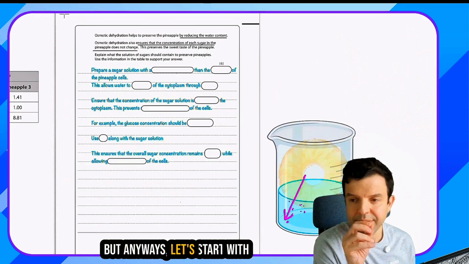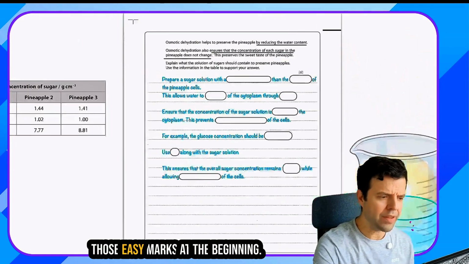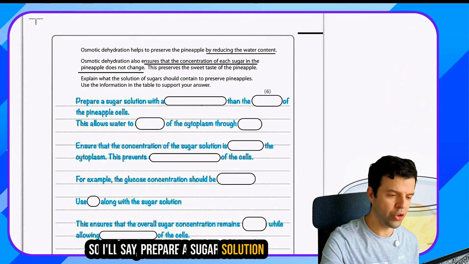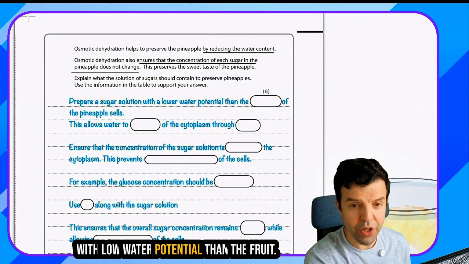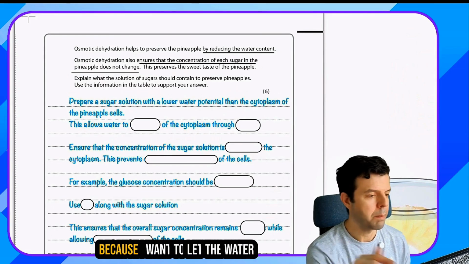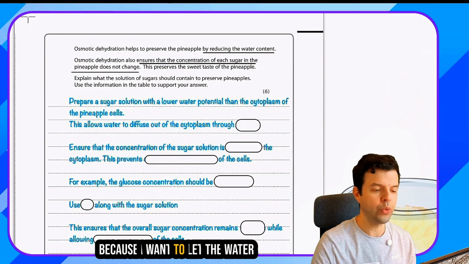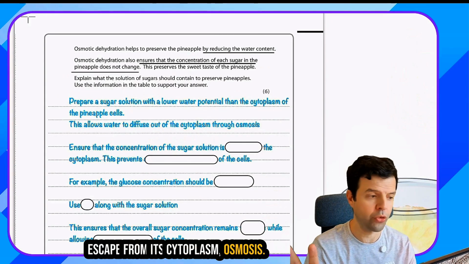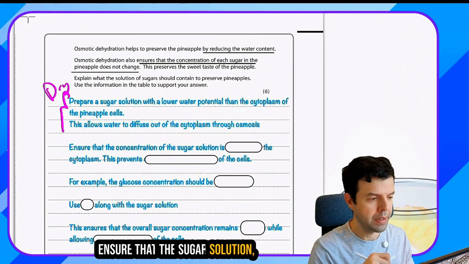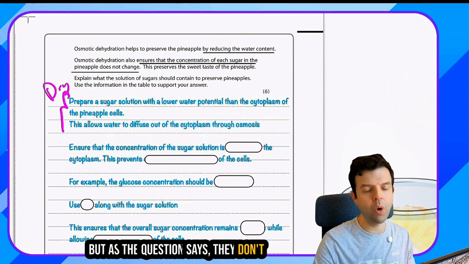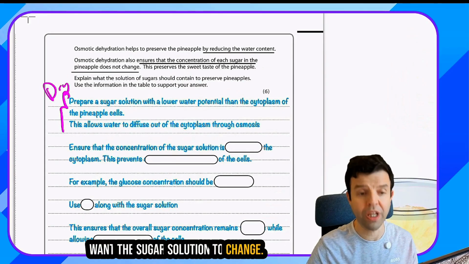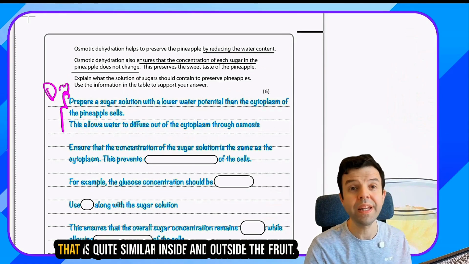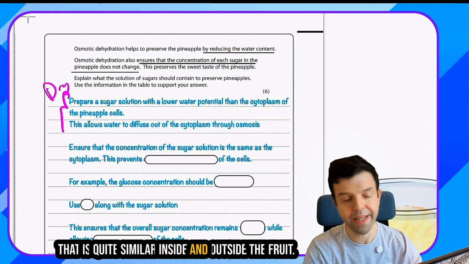But anyways, let's start with those easy marks at the beginning. So I'll say prepare a sugar solution with lower water potential than the fruit. Why is this? Because I want to let the water escape from its cytoplasm, osmosis. Ensure that the sugar solution, as the question says, they don't want the sugar solution to change. So for that reason, I need to pick a concentration that is quite similar inside and outside the fruit.